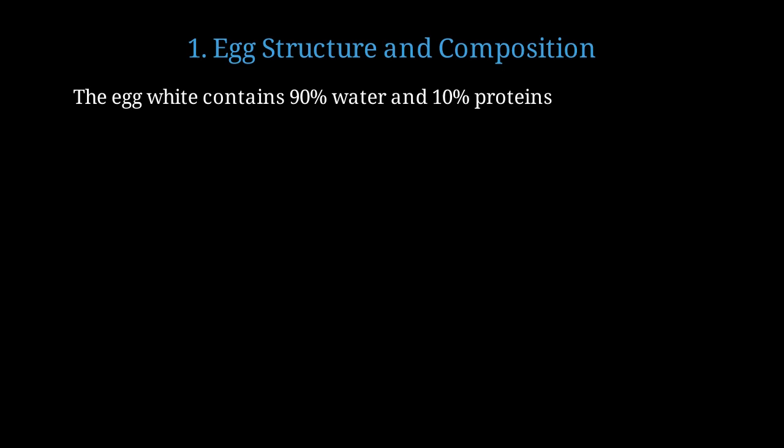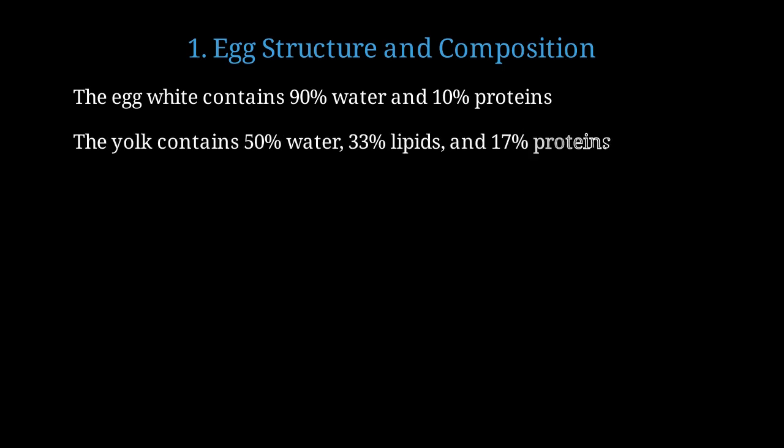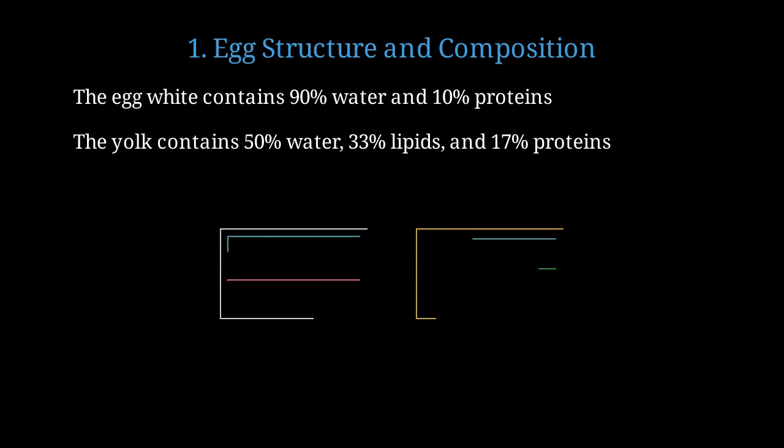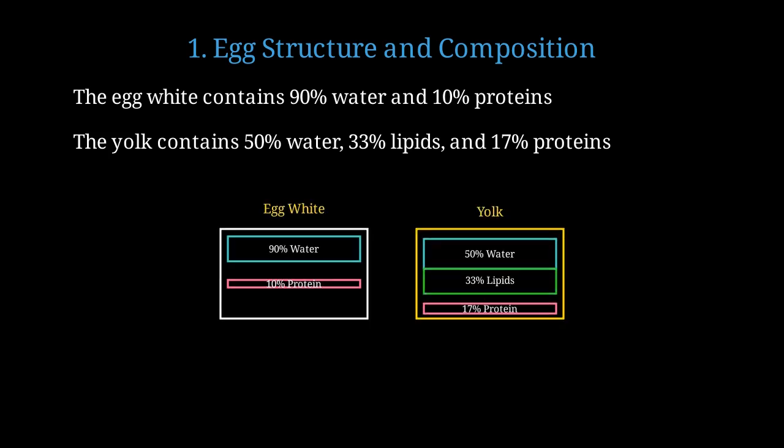Let's begin by understanding what an egg actually contains at the molecular level. The egg white, or albumin, is approximately 90% water and 10% proteins, primarily ovalbumin. The yolk has a different composition, 50% water, 33% lipids or fats, and 17% proteins. Here we see the compositional breakdown of egg white versus yolk, showing dramatically different ratios of water, protein, and fat.